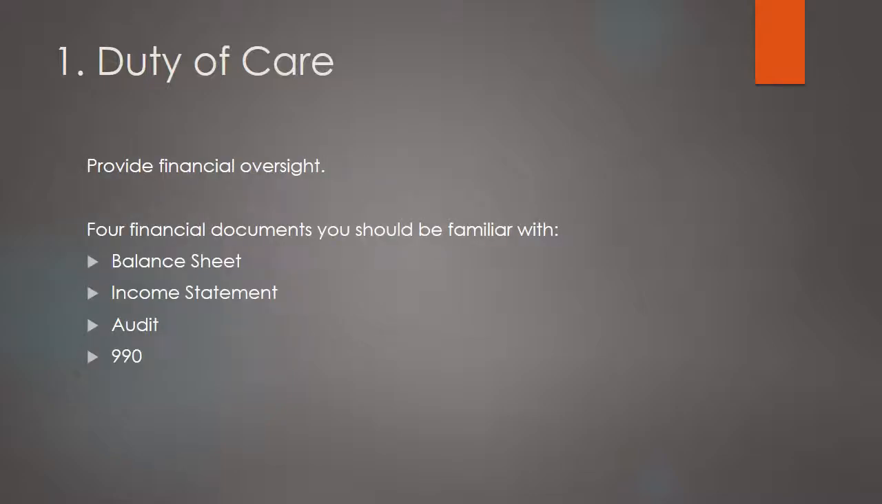The second item under duty of care is financial oversight. So while ACPE has an active finance committee that is budgeting and reviewing the financial statements on a regular basis, as a board member, it is your fiduciary responsibility to also understand these statements. So there are four that you will want to be familiar with: the balance sheet, income statement, audit, and 990. Let's take a look at them.